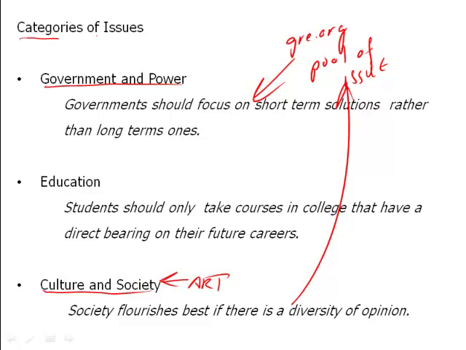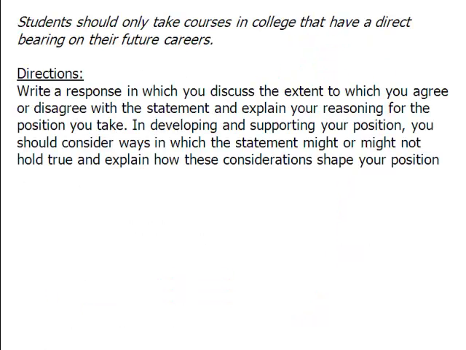So again, these are the categories of issues. This is what you can expect. And now that we've done this part, we want to actually dive into a specific issue. And it's going to be one we just saw a second ago from the education. And it is students should only take courses in college that have a direct bearing on their future careers. Now you'll notice the directions. Remember a second ago I said you will always talk about the extent to which you agree or disagree.